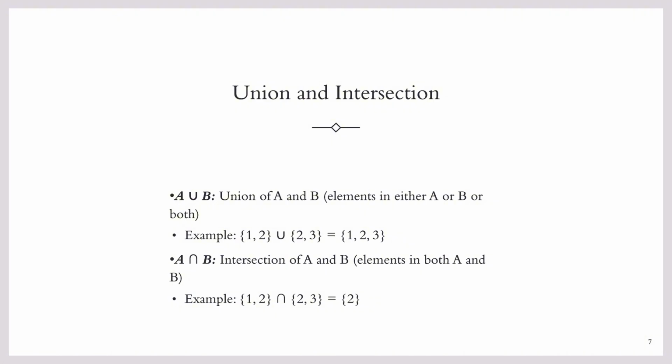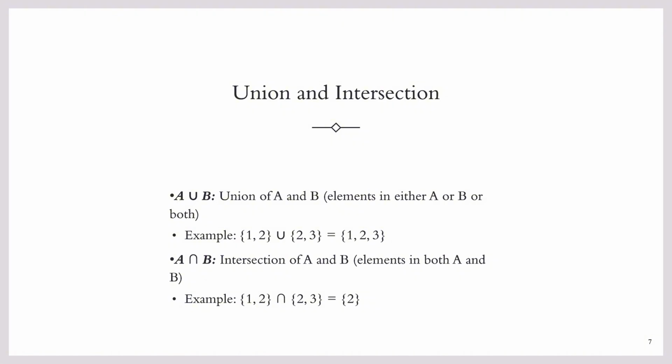For example, our set A is 1 and 2, and our set B is 2 and 3. Then the union of both these would be 1, 2, and 3. It is important to note that the repeated elements are not written twice in the union, they are only written once.